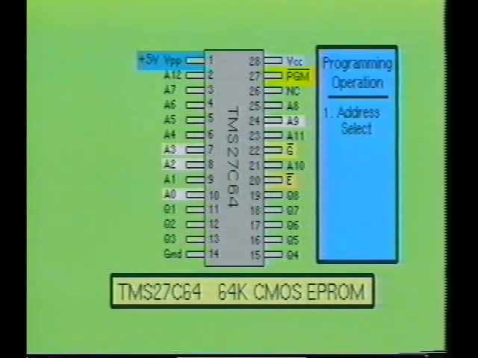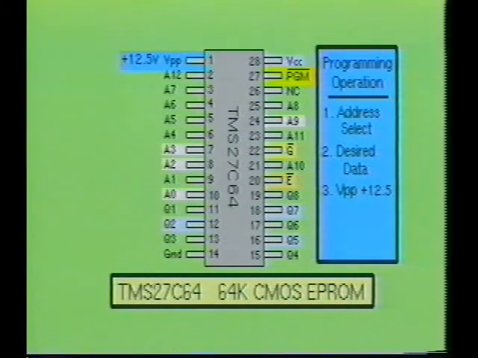The first step in programming this IC is to select the desired address at which the data will be placed. Remember, the address lines are A0 through A12. Next, the desired data to be programmed at this address is placed at inputs Q1 through Q8. As you recall, Q1 through Q8 are used for both input and output operations. Next, the power supply pin VPP is increased to its programming voltage of plus 12.5 volts. Then the chip enable input, not E, is brought low.